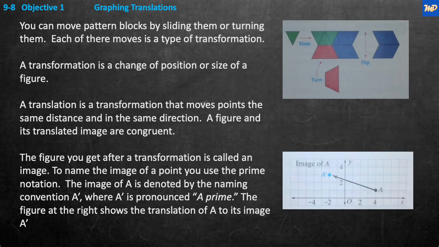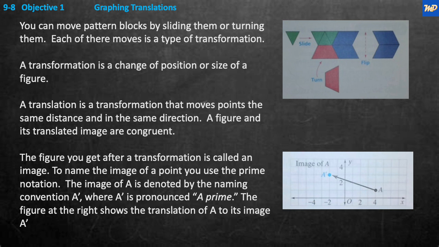Objective 1. Graphing translations. You can move pattern blocks by sliding them or turning them. Each of these moves is a type of transformation. Here in the picture they're showing sliding these little blocks back and forth and maybe rotating them and twisting them. Each of these moves is a type of transformation. A transformation is a change of position or size of a figure.